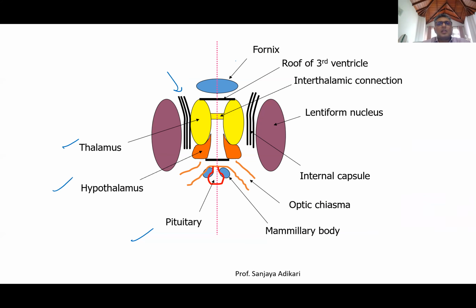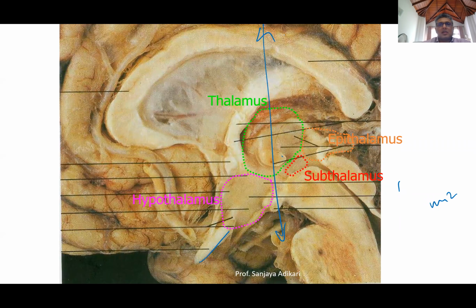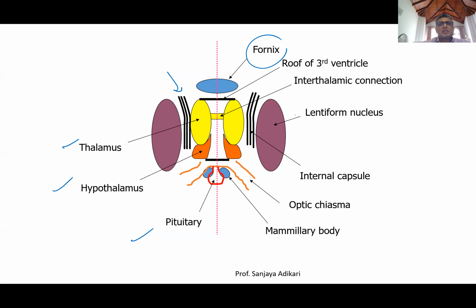Then above that, you get the fornix. If I cut here, you cut the fornix here. So above the thalamus, you get the fornix. Then between the two thalami, there is a cavity in that area, which is a ventricular cavity. That is the third ventricle. We'll revisit it. The interthalamic connection actually passes through the third ventricle.